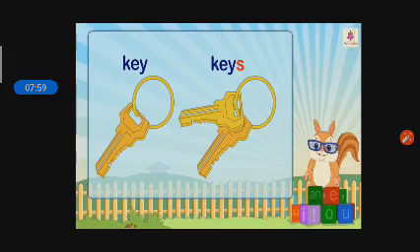Whenever you have to add IES, first of all you have to see whether before Y there is a consonant. Then and only then you can drop Y and add IES. If before Y there is a vowel, no need to drop Y, you only have to add S to the singular noun. So it will make the plural noun. Okay? Key, keys.